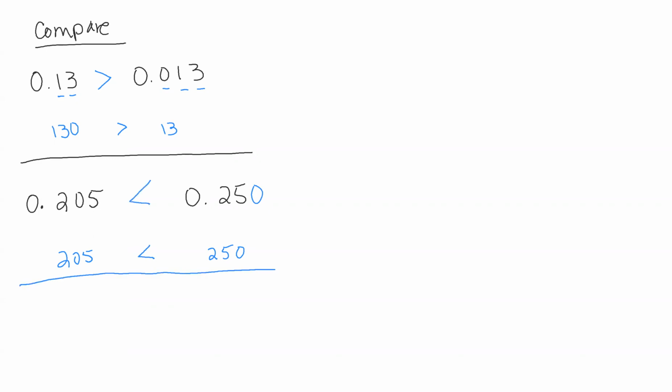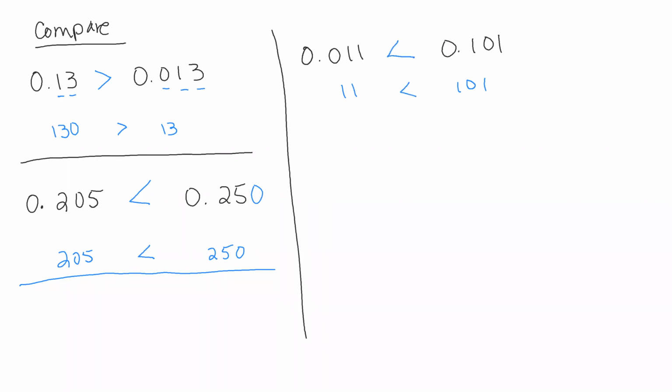All right. What if I had 0.011 versus 0.101? Okay. Once you get the hang of what you're really doing, this becomes super duper easy and you don't really have to do a whole lot of work. Now, in this case, each of these numbers already has 3 decimal places. So what we're really doing is comparing 11 to 101. Well, which is bigger? 11 is less than 101 by a good bit. So we would then say that 0.011 is less than 0.101.